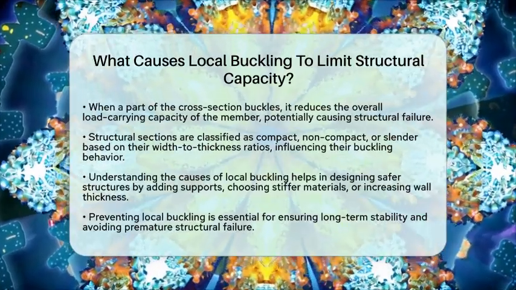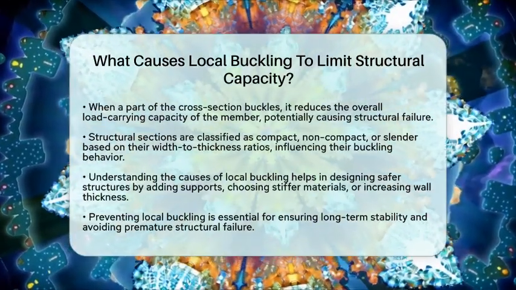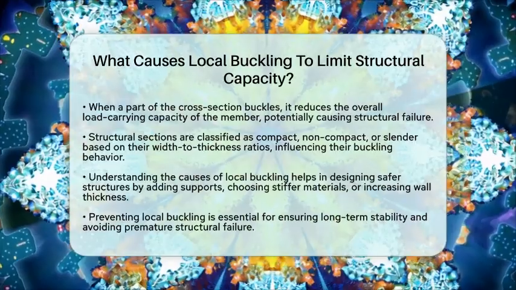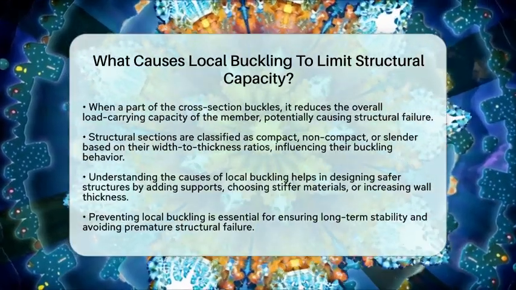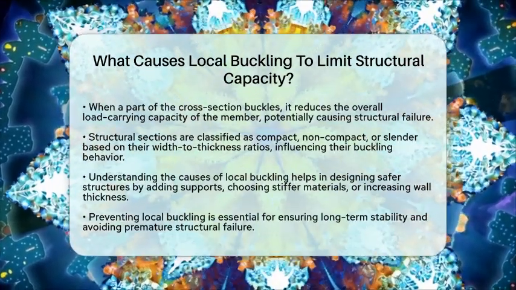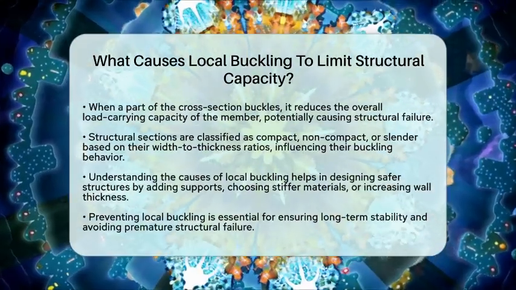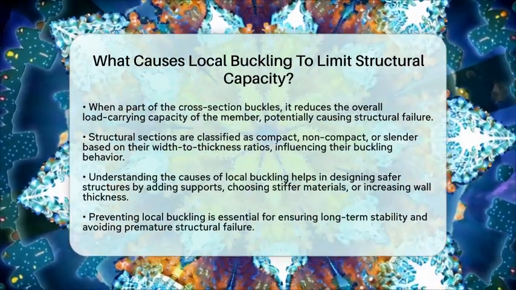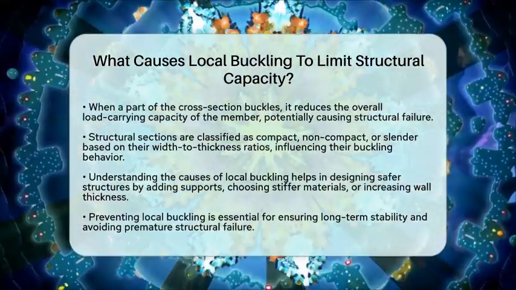In structural design, engineers categorize cross-sections as compact, non-compact, or slender based on their width-to-thickness ratios. Slender sections are more likely to buckle locally and need to be designed with lower allowable stresses.